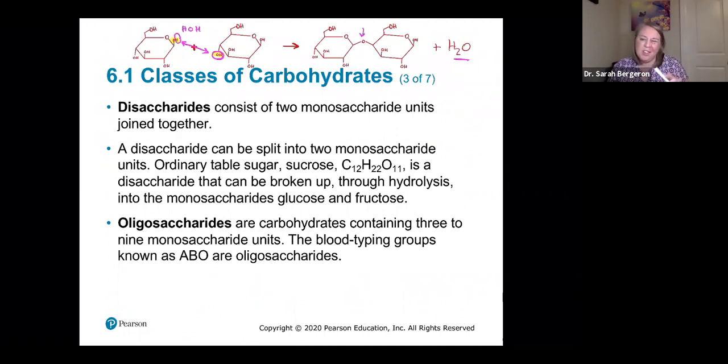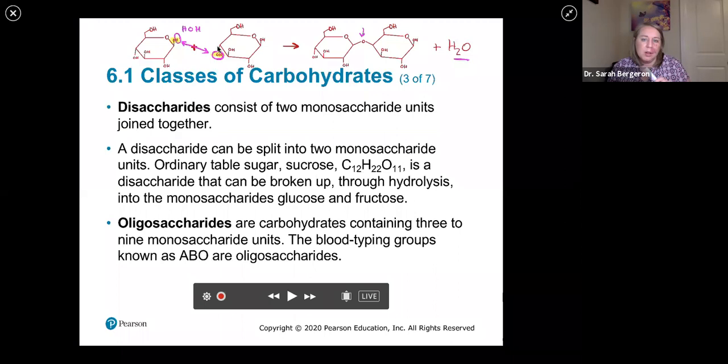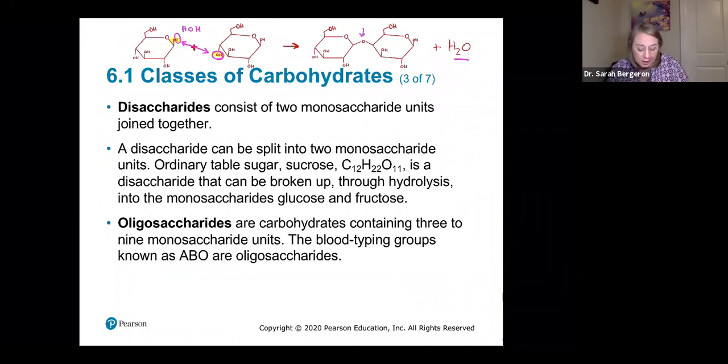In order to make your glucose and your fructose. But you don't have to know all the names yet. I'm going to teach you that. You just have to know disaccharide is 2, monosaccharide is 1. Now, you could have more than 2. You could have something that's 3 to 9. So if you have 3 to 9 monosaccharide units hooked together, that is going to be an oligosaccharide. An example of a common oligosaccharide are the ABO oligosaccharides, the ones on the outside of our red blood cells that tell us what blood type we are. And we'll talk in detail about that.